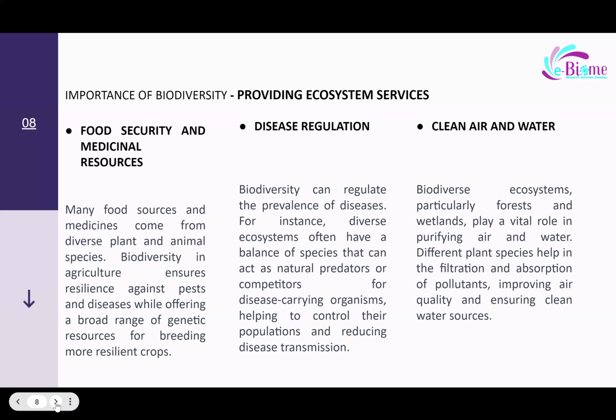So we also have clean air and water. Biodiverse ecosystems, particularly forest and wetland, play a vital role in purifying air and water. Different plant species help in the filtration and absorption of pollutants, improving air quality, and ensuring clean water sources.